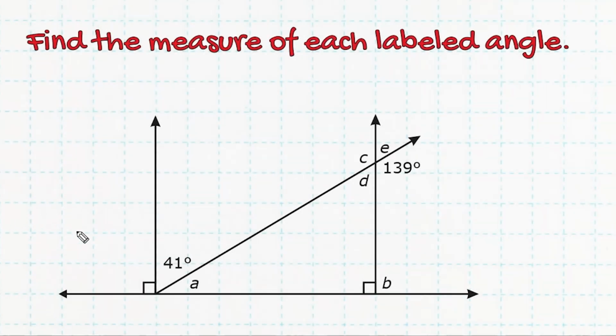All right, we have to find the measure of each one of our labeled angles. So let's start with angle A. Now we should see that angle A and this 41-degree angle form a right angle. Therefore, they are complementary angles, meaning they have a sum of 90 degrees.